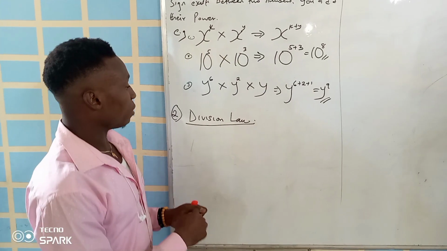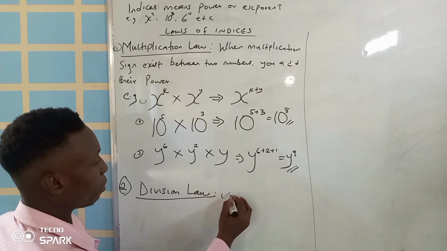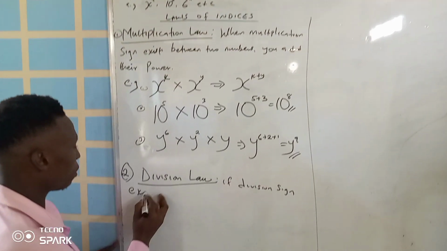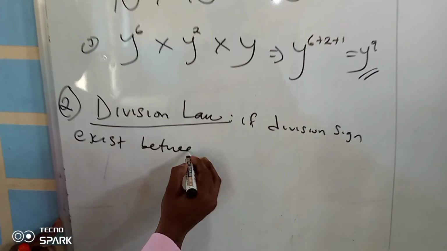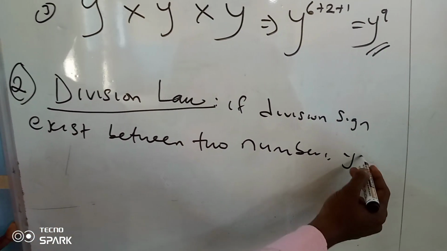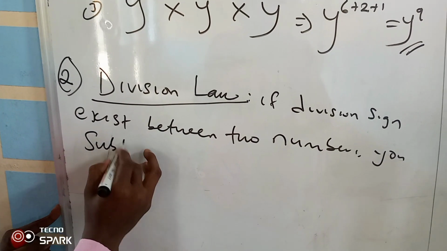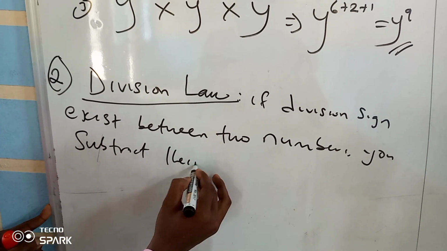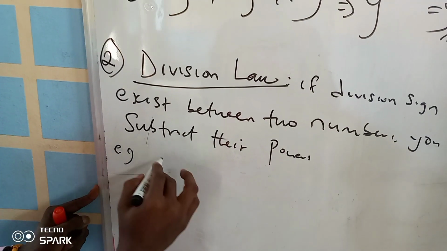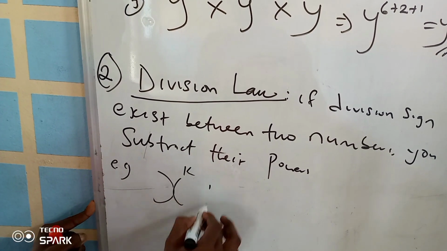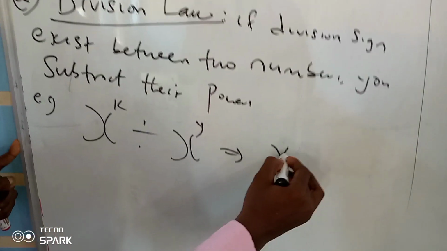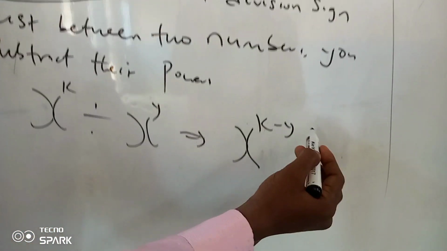Alright, the division law says that if a division sign exists between two numbers, you subtract their powers. Example, if I have x raised to the power k divided by x raised to the power y, my answer should be x raised to the power k minus y.